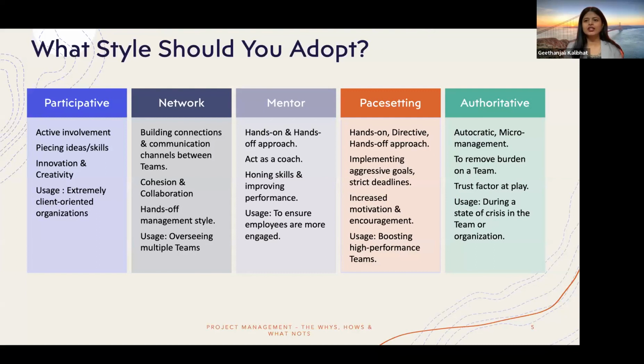Mentor, again, hands-on, hands-off. You are a coach here, literally, and hands-on as in, you might be dealing with high performers, at the same time underperformance. You cannot tell an underperformer, hey, this is what at the most you can do. No, you need to see how you can enhance this particular person's performance, right? So act like a coach, try to hone the skills, see which is the gap you're seeing there, how many gaps are there, what is the kind of gap, and try to improve performance.